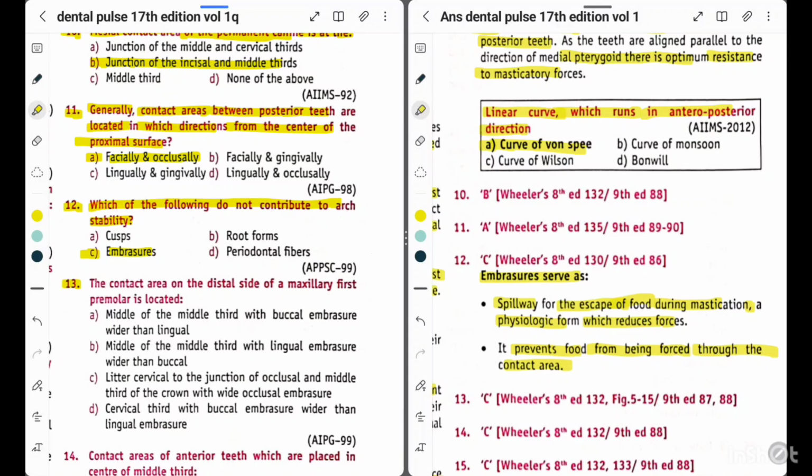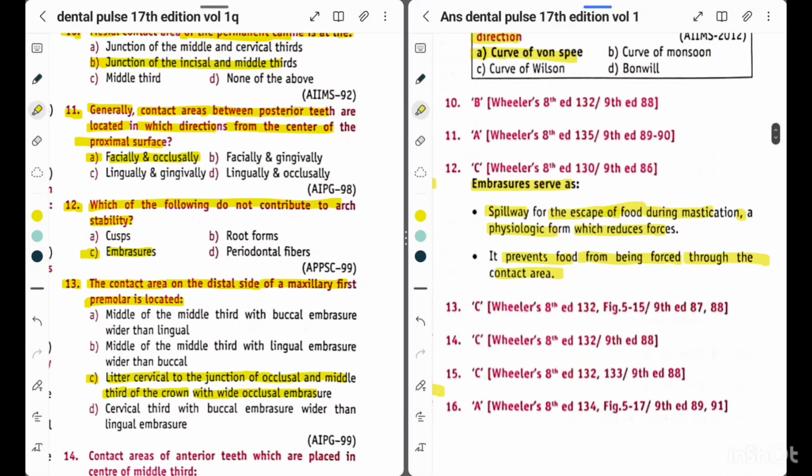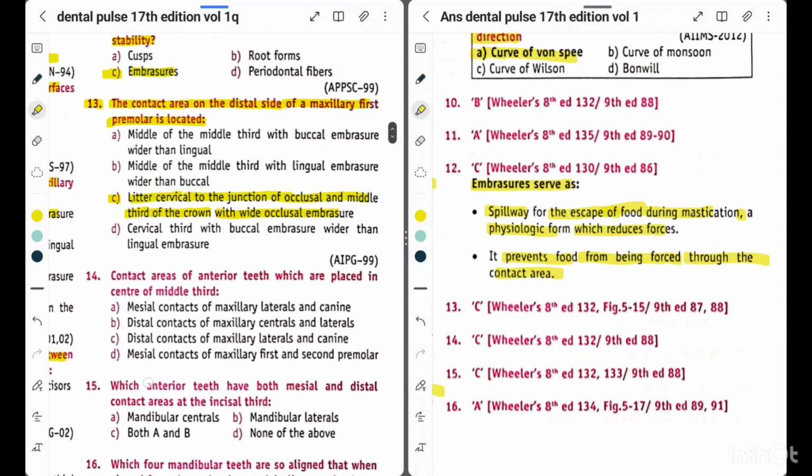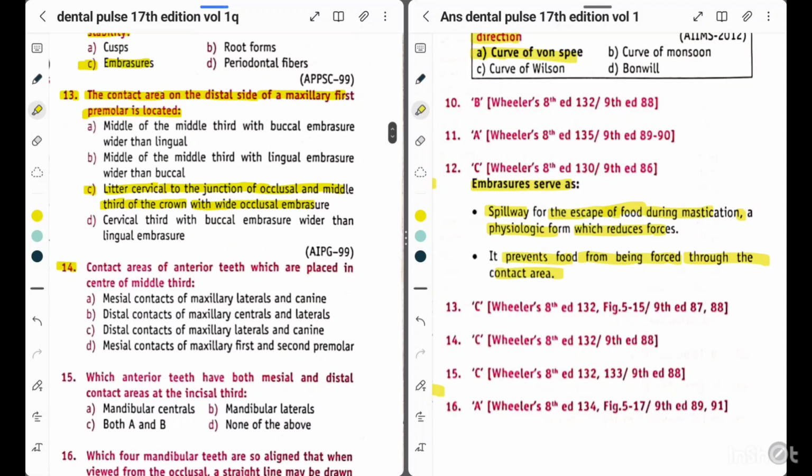Now question 13. The contact area on the distal side of a maxillary first premolar is located. So its answer is a little cervical to the junction of occlusal and middle third of the crown with a wide occlusal embrasure. Okay, we have studied about it in question 1 explanation. So now question 14. Contact areas of anterior teeth which are placed in the center of the middle third. So its answer is distal contacts of maxillary laterals and canine.